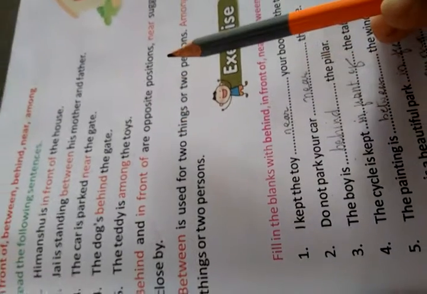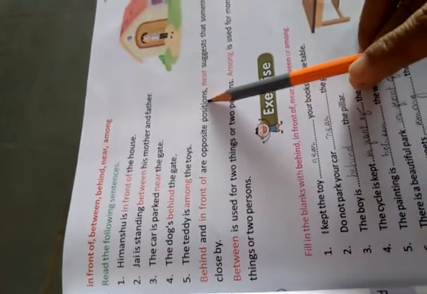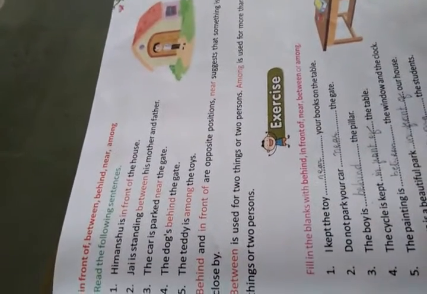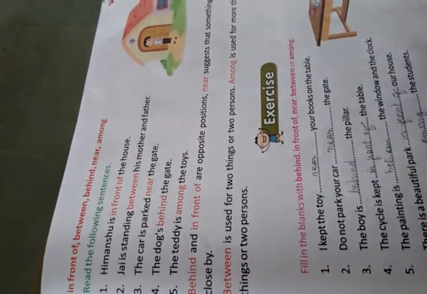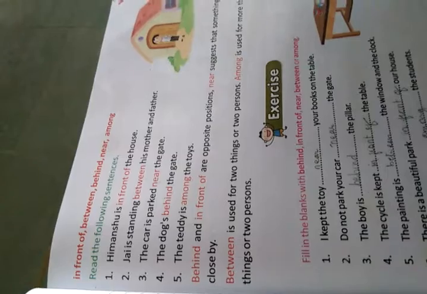Okay, behind and in front of are opposite positions. Near suggests that something is close by. So behind and in front of are the opposite positions. In front of means front and behind means back. Okay, and near suggests that something is close by. Something near means close.